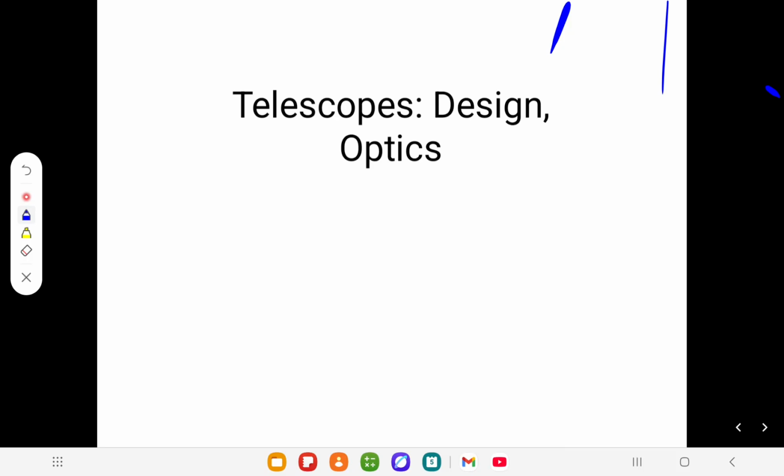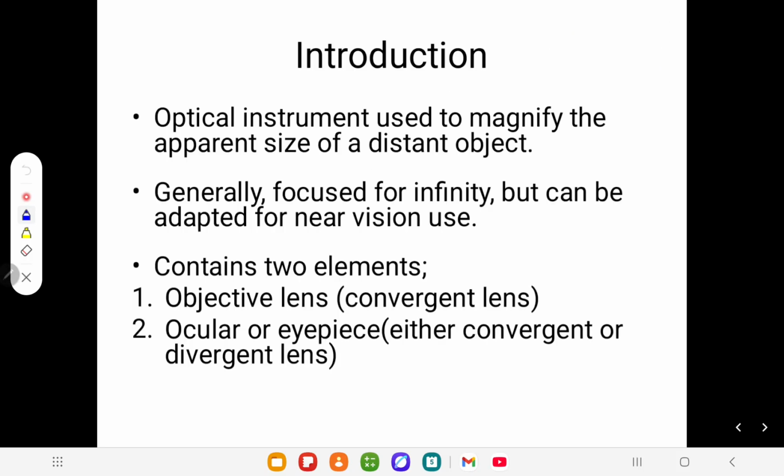That's why I make the video of telescope later, around after the 14th or 15th video. We have to understand the basics that we have discussed already to have a comprehensive understanding of the telescope. So let's move. Basically, a telescope is an instrument that magnifies the apparent size of a distant object.